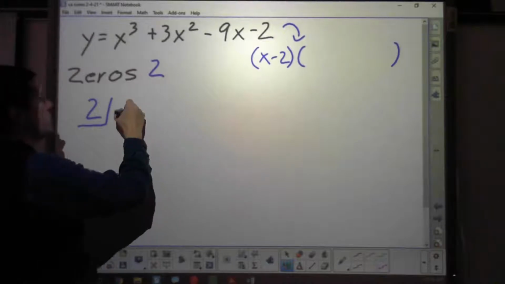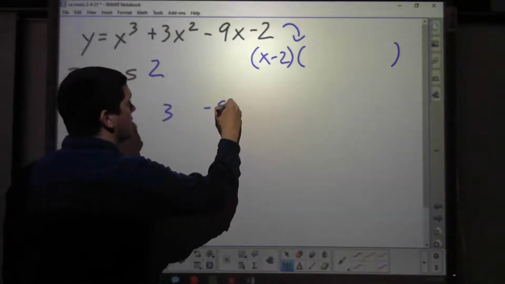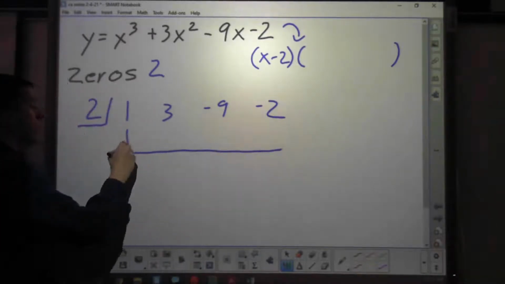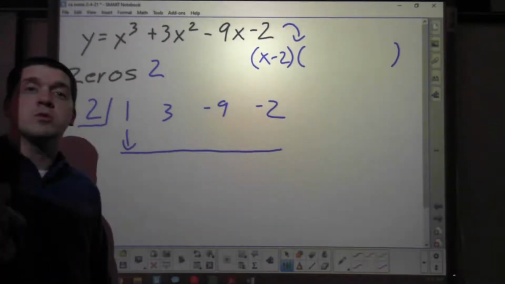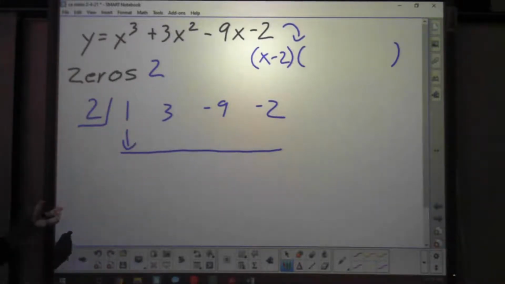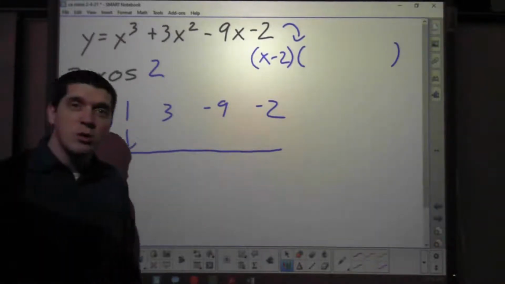So I'm still going to divide 1, 3, -9, -2. I told you guys back last semester, we are going to be using synthetic division. We used it last chapter to help us identify those slant asymptotes. Now we're using it this semester to help us figure out what is going on in this problem.